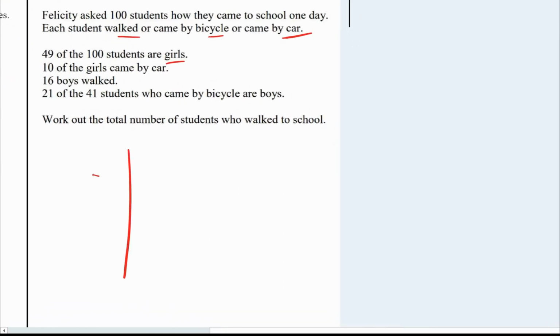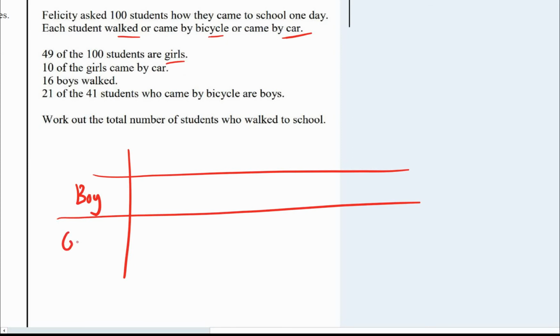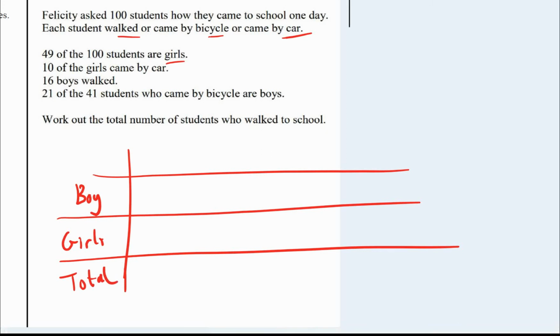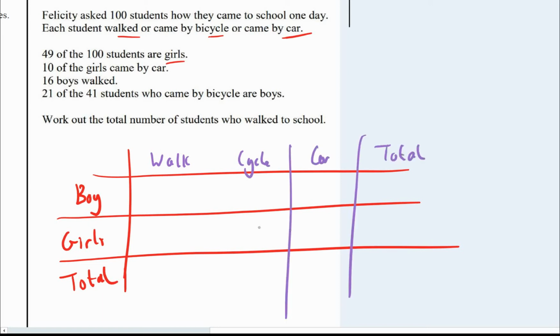So for this, we should know what to do by now. You can separate these categories. Down one side, we have either boys or girls, and we also do a total. And going along the top, we have the method of transport. So they can walk, they can cycle, or they can come by car. And then we need a total as well. Then just fill things out.